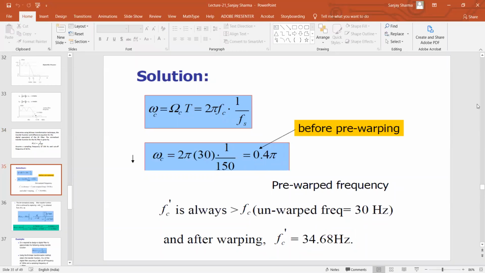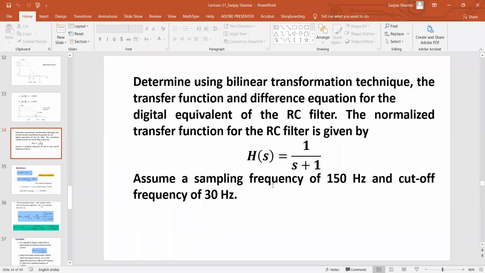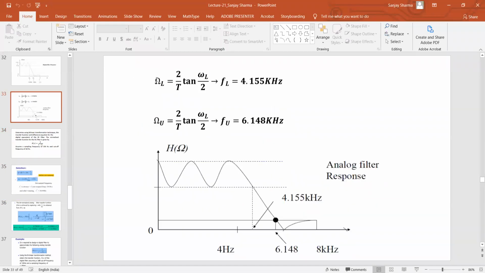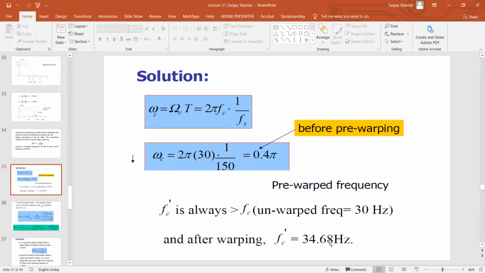So you know capital T. What is capital T? Capital T is the sampling period. Sampling frequency is given, so you can find out capital omega c. Once you know capital omega c, capital omega c is equal to 2 pi fc, so you can find out fc. Now what is fc in that case? The fc that you will get is 34.68 hertz. This is the frequency once we have applied the compensation.